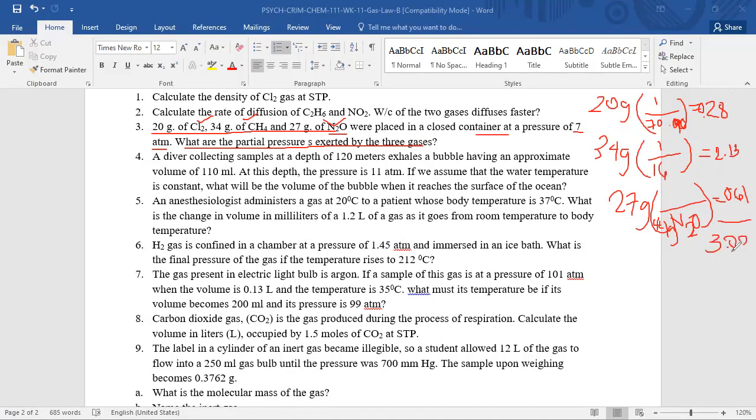So para natin kukuha yung mole fraction, divide natin each of the component. 0.28 divided by 3.02. So for chlorine, that is 0.09. 2.13 divided by 3.02, 0.71. And 0.61 divided by 3.02, 0.20.